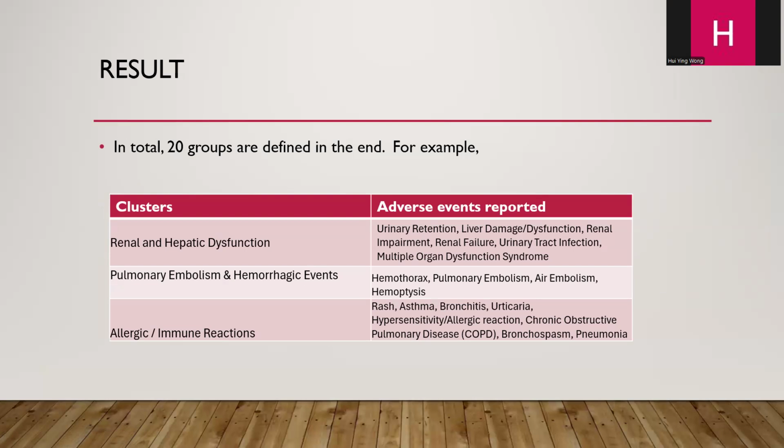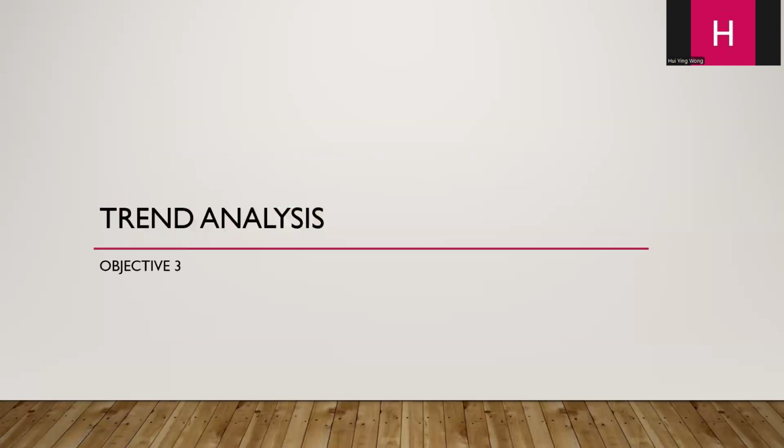For example, we have renal and hepatic dysfunction, with liver damage and renal failure as the adverse events. Then another one is allergic or immune reactions, and the adverse events could be rash, asthma, and etc. So we can see they are quite distinct from each other, and the model did a quite good job in this part. So moving on to trend analysis.